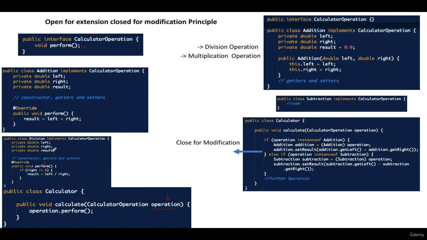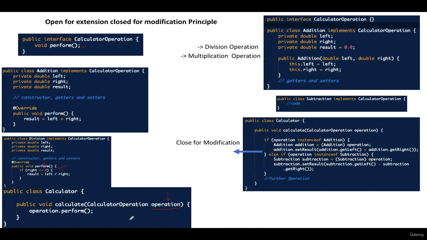So we can pass the instance of division, we can pass the instance of addition as well. Let's say if you want to perform the division, then we pass the instance of division here, and correspondingly we call the perform method of division. Similarly, if we want to perform the addition, then we can simply pass the instance of addition here and it will call the perform method of the addition. So like that we can add as many operations as we want.